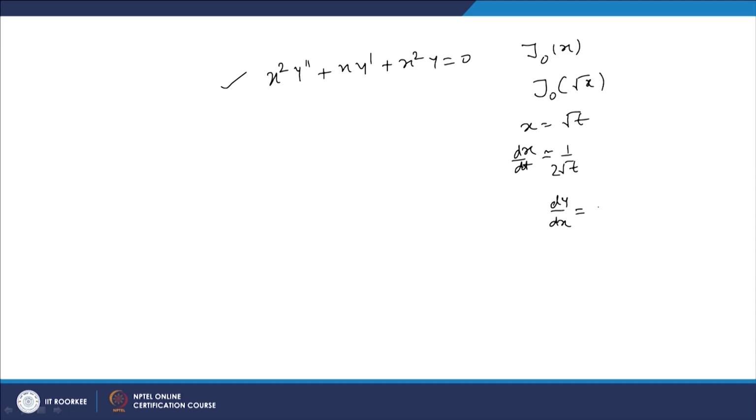And we can write dy by dx as d by dt of y into dt by dx. So, dt by dx is 2 root t, so 2 root t dy by dt you will get.